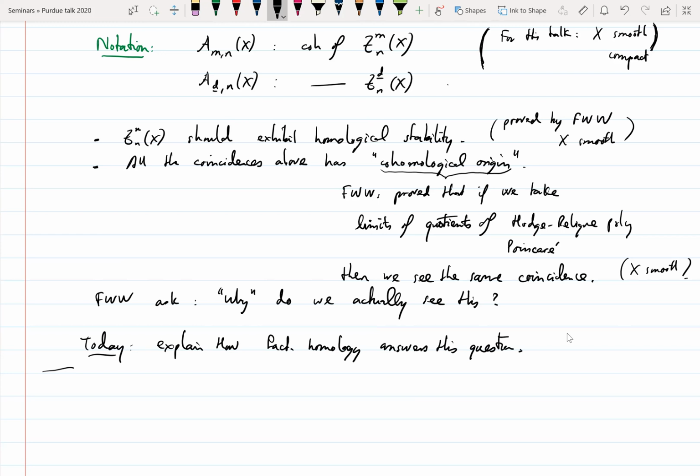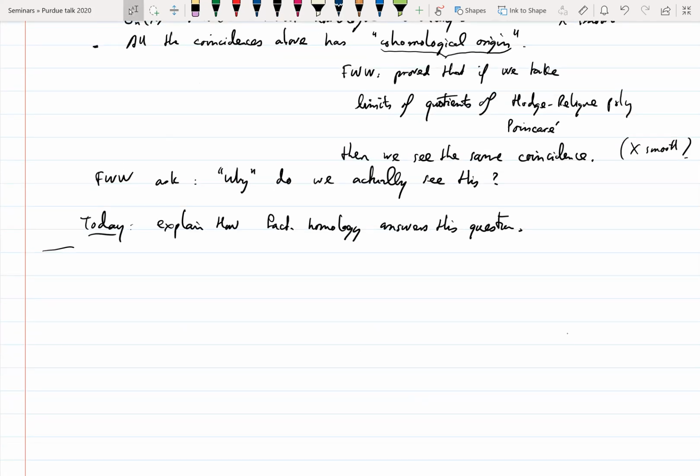Very good. And then I would say something that I might not have time to go back to, but in case I do have time, there's also the following: there's an enhancement of homological stability.